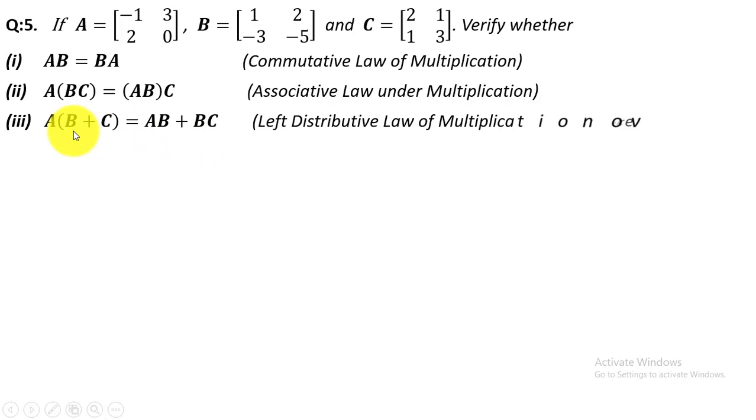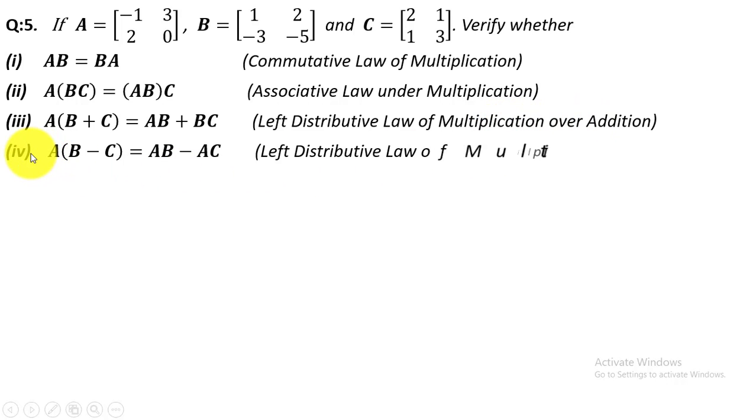In third, A times (B plus C) is equal to A times B plus A times C. This is the left distributive law of multiplication over addition. In fourth, A times (B minus C) is equal to A times B minus A times C. This is the left distributive law of multiplication over subtraction.